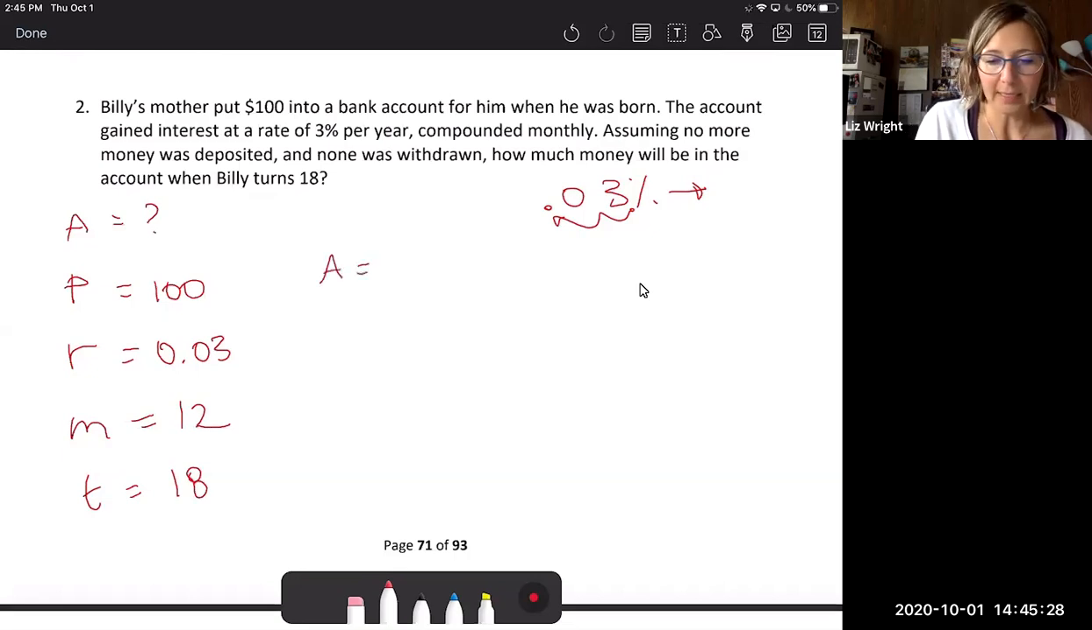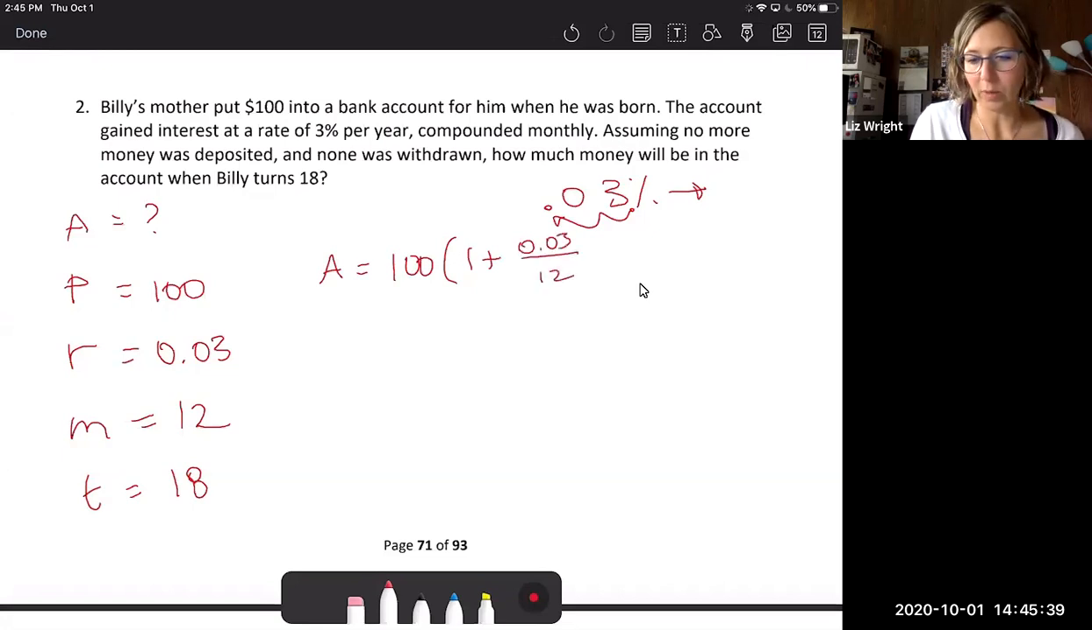So A is going to equal our principal, which is 100, times what came next, 1 plus our rate over our M, which is 12, and that's being raised to the 12 times 18 because it's our M times our T. So then we're going to have 100 times what ends up going in our parentheses here. So it's going to be 1.0025 raised to the 216th power.